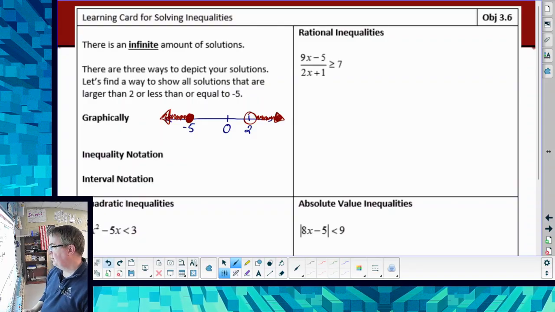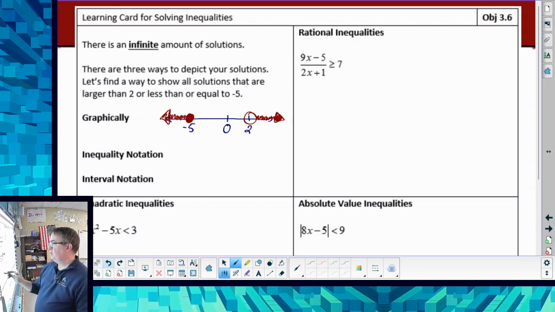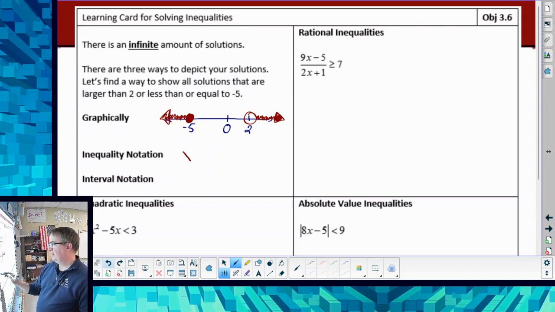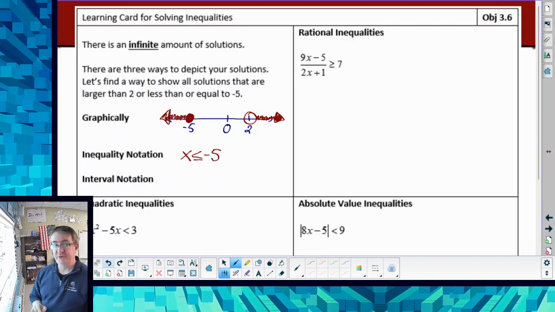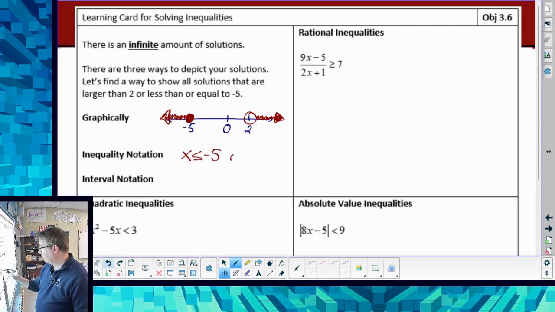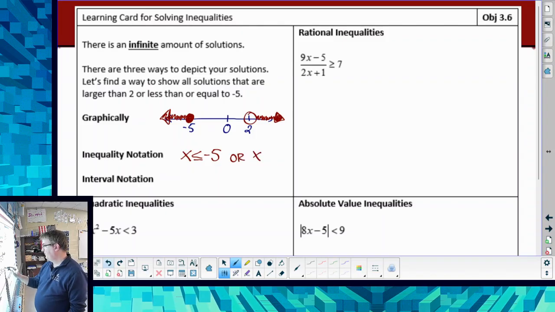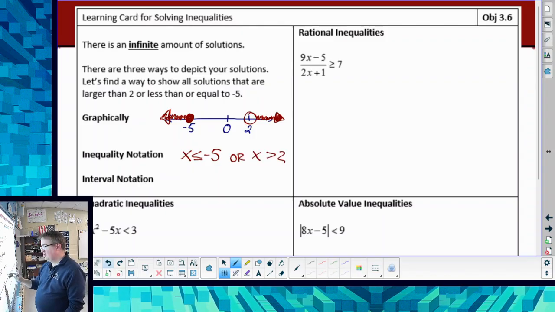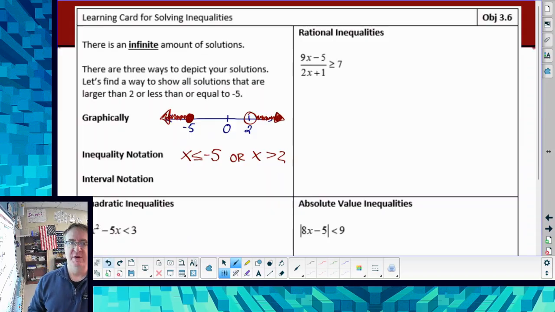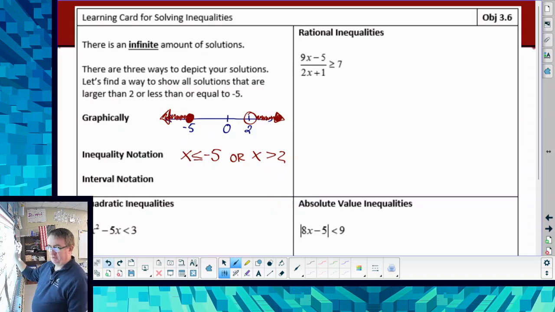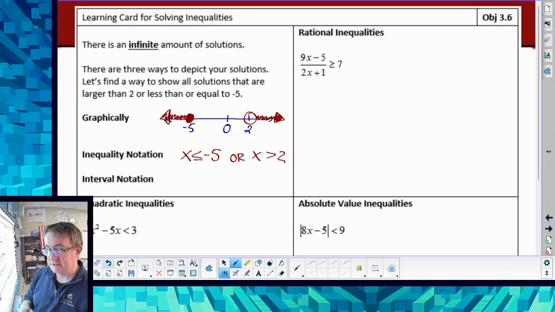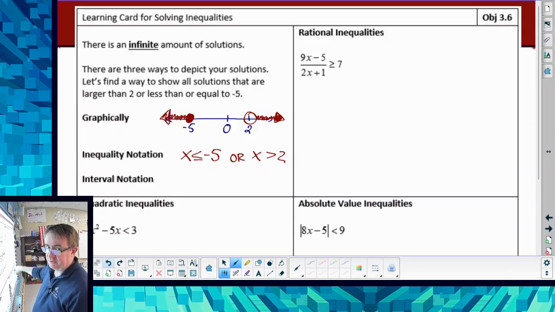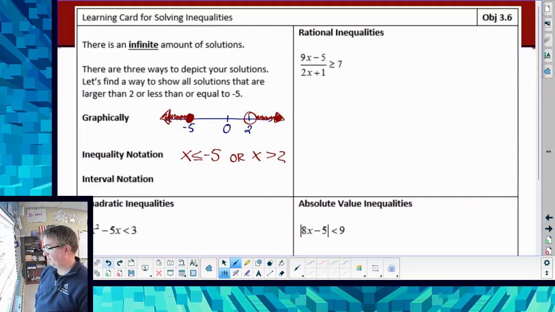For the inequality notation, you're going to say two different things. I want x is less than or equal to -5, or x is greater than 2. You need the or in there because you can't be in both places at once. You can either be a number that's less than -5, or you can be a number bigger than 2, but you can't be both. Right?